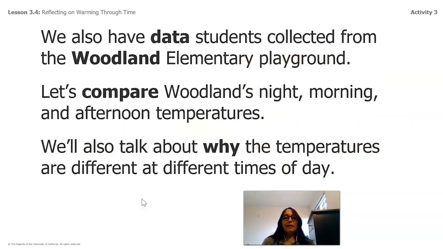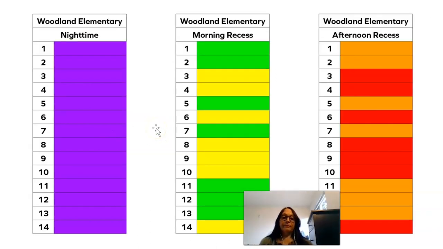So we also have data students collected from the Woodland Elementary Playground. Let's compare the Woodland's night, morning, and afternoon temperatures. We'll also talk about why the temperatures are different in different times of the day. So here we have Woodland, and we see that just like Carver, at nighttime it is very cold, right? Very cold. We see in the morning recess that the temperature starts being nice and cool, but then it gets warm. See, that one's different from Carver.